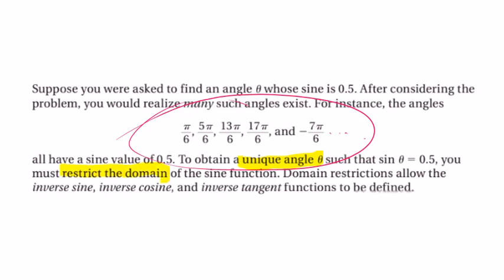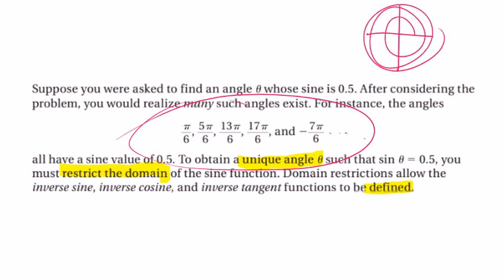Alright, and domain restrictions allow inverse sine, inverse cosine, and inverse tangent to be defined. So instead of having to use the entire quadrant 1, quadrant 2, quadrant 3, and 4, and keep going around and around in circles to produce the same sine value or cosine value or tangent value, we are cutting off a part of our coordinate plane here so that we can get one answer instead of infinitely many.